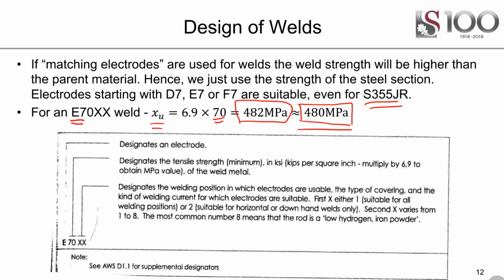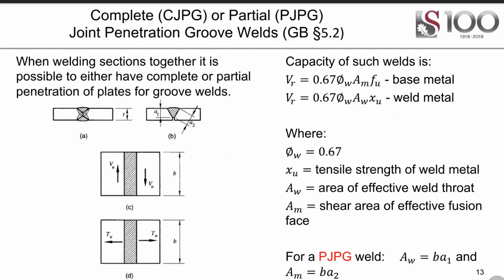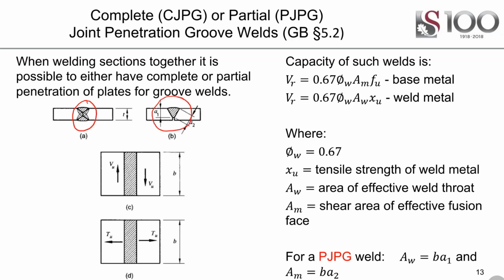And just be careful, there is a difference between F subscript U, which is the steel, and X_U, which is the weld. Now, there are different types of welds we can use in a structure. Typically, these are shown here. For instance, you've got complete or partial joint penetration groove welds, and complete is when there is full penetration, so the full section is effective, whereas partial is only part of it is effective. So when you're considering the capacity of those, base metal or weld metal could govern, depending on this.